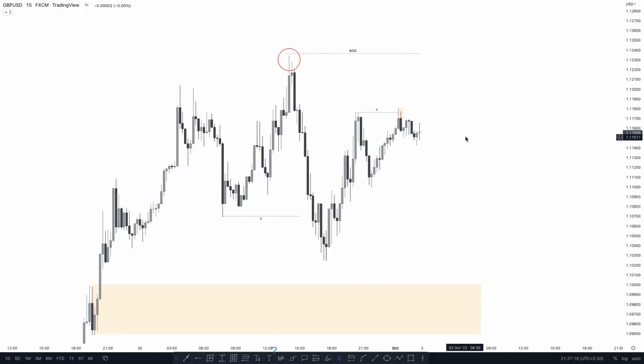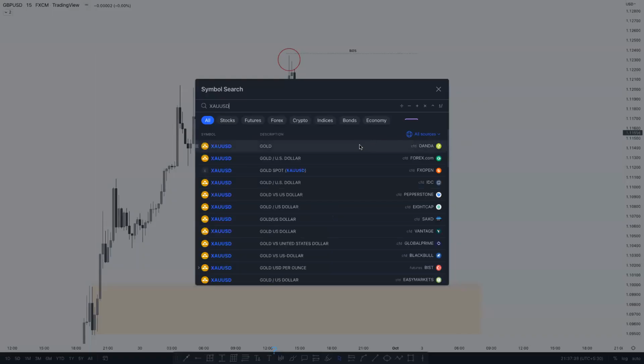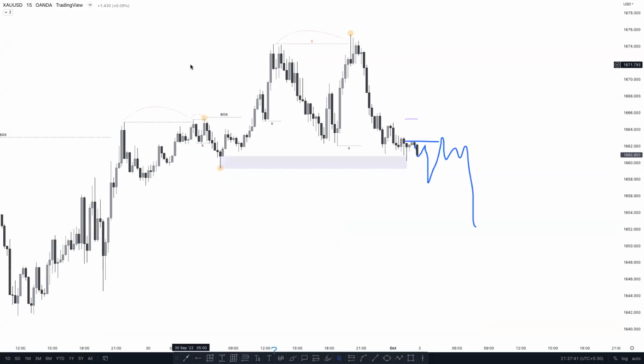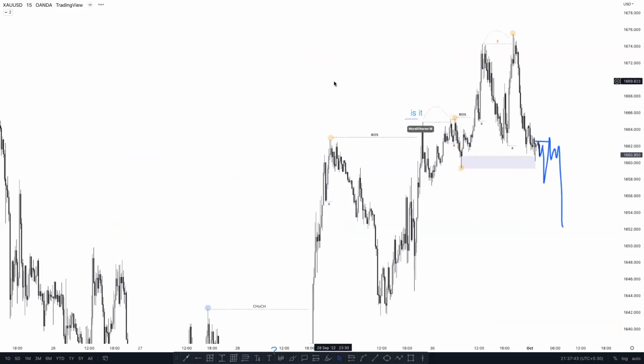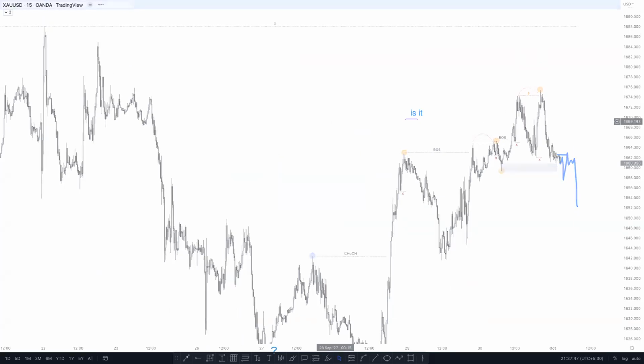Okay, so let's switch to another pair, USD CAD. I will do USD CAD also, at the end of the weekly markup. So let's switch to gold. Look at gold first. Yes, I will do Bitcoin also.